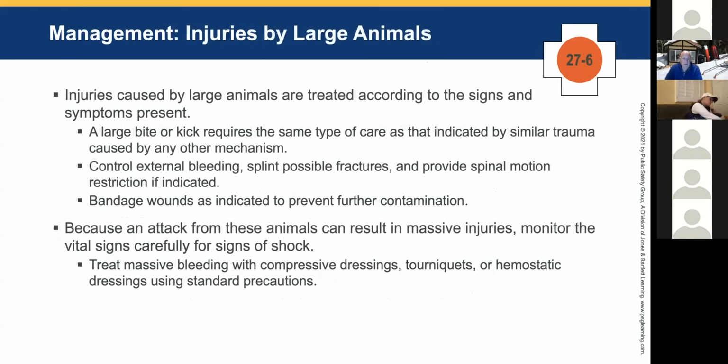Now, we've got injuries caused by large animals. They're typically treated according to the signs and symptoms present. A large bite or kick requires the same type of care as a similar trauma caused by any other mechanism. You want to control external bleeding, splint, and provide spinal motion restriction if indicated. Because an attack from these animals can result in massive injuries, monitor vital signs carefully for signs of shock. Treat massive bleeding with compressive dressings, tourniquets, or hemostatic dressings using standard precautions.